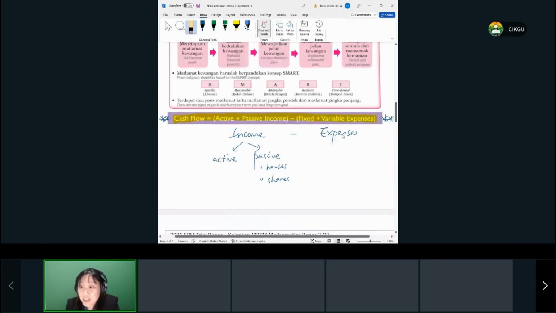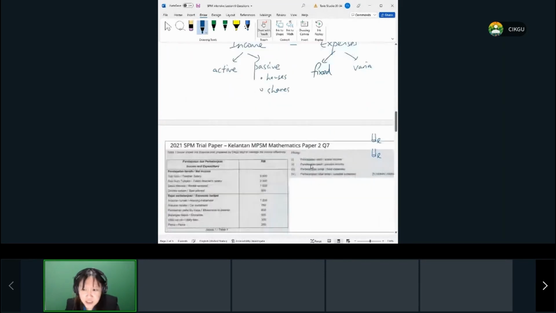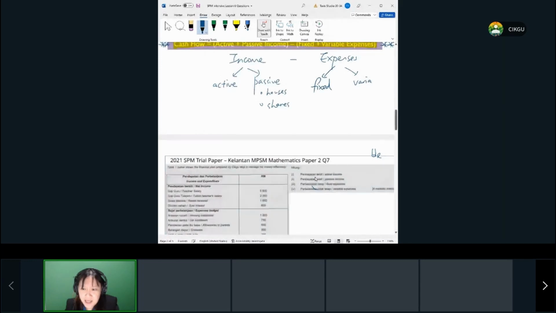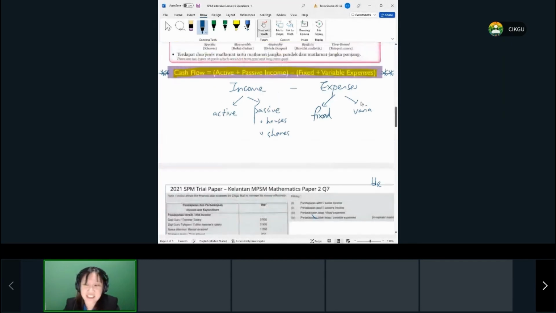Okay, now expenses. Also has two types. One is fixed expenses. Another one is variable expenses. Later on, the Malay translation is here. Income is pendapatan, active and passive. Expenses is perbelanjaan, belanja, spending. Tetap and tidak tetap means fixed and variable. Variable means tidak tetap.